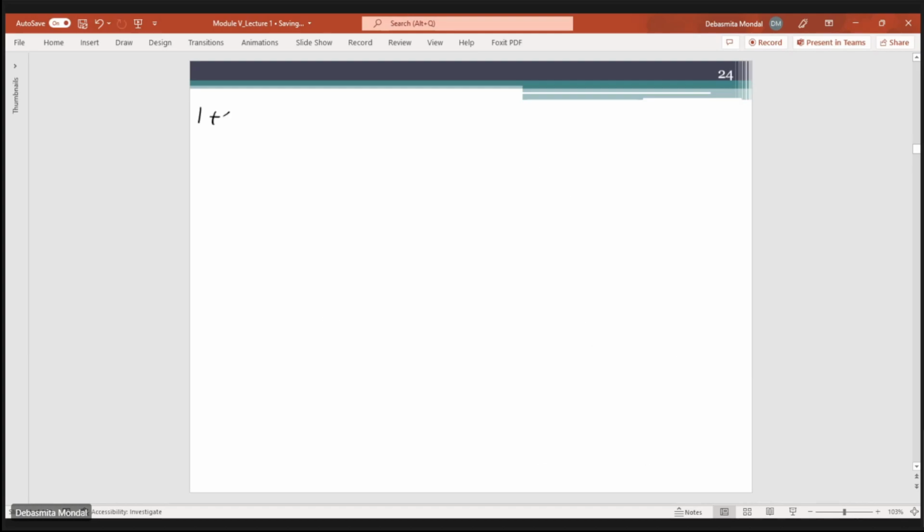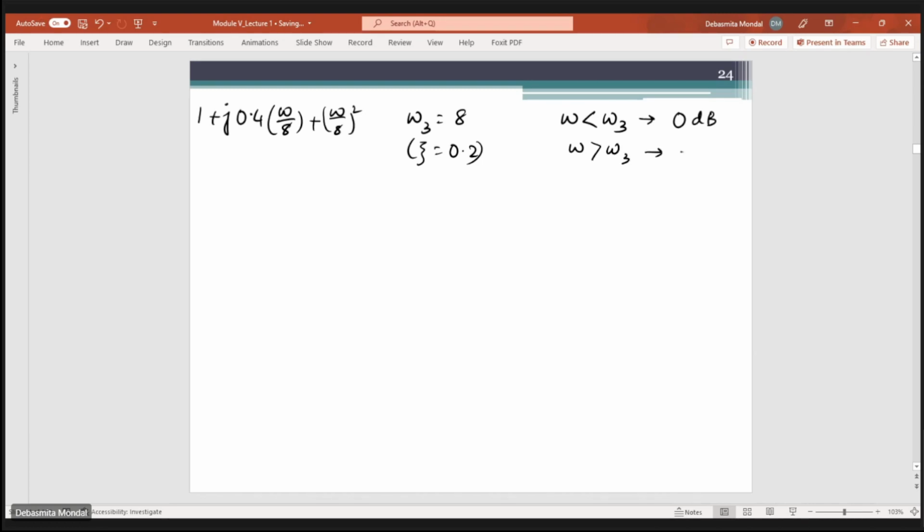The last factor is 1 plus j omega by 8 plus omega by 8 whole squared. Here the corner frequency is equal to 8, and the value of zeta is equal to 0.2. That means for omega less than omega 3, this is a 0 dB line at low frequencies, and at higher frequencies you will have a line of minus 40 dB per decade.